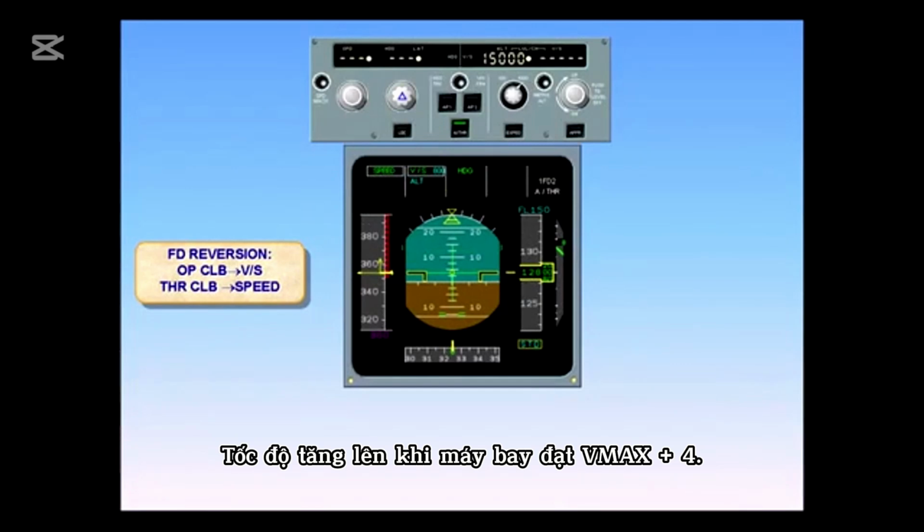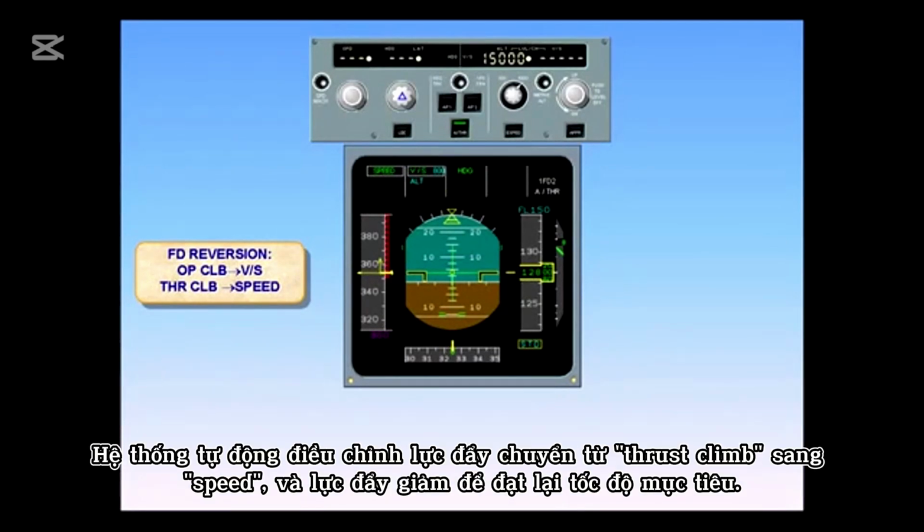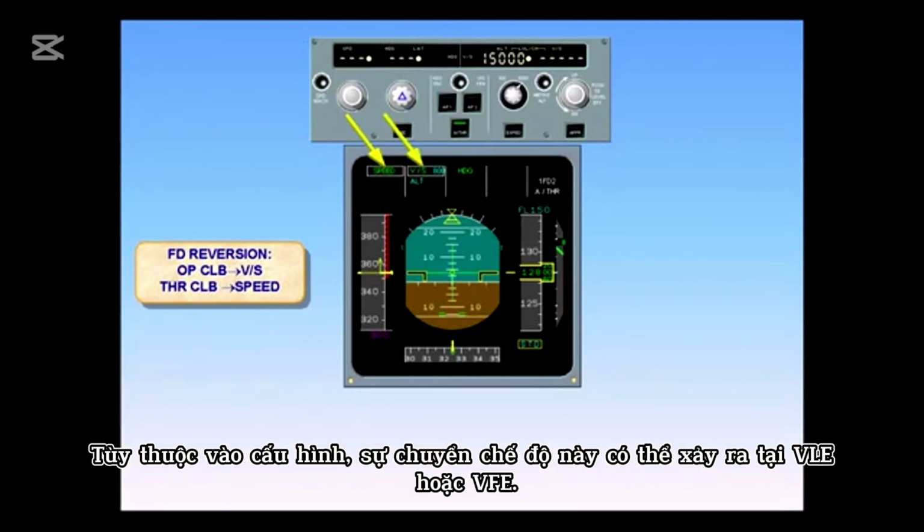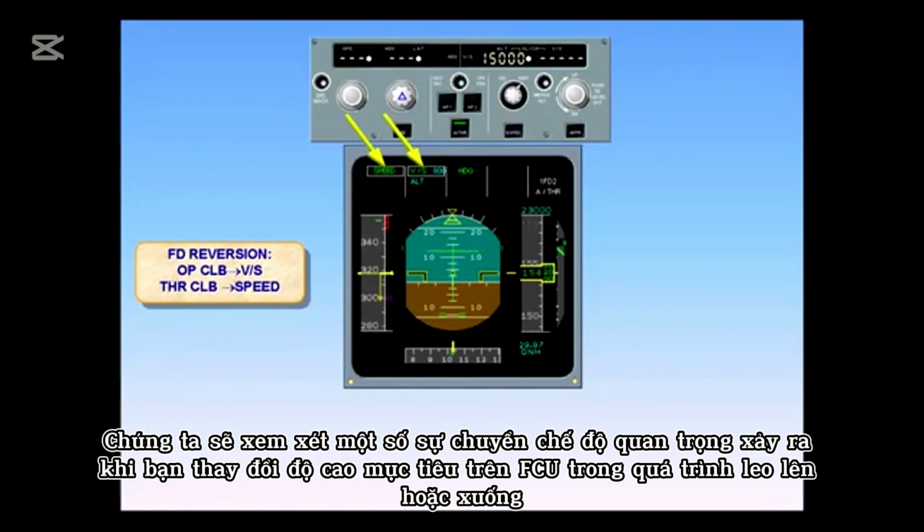When the aircraft reaches VMAX plus 4, autothrust reverts from thrust climb to speed, and thrust decreases to recapture the target speed. Simultaneously, open climb mode reverts to the current vertical speed. Depending on configuration, gear and flaps, this reversion can occur at VLE or VFE.